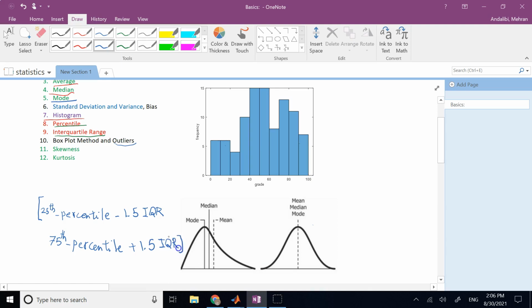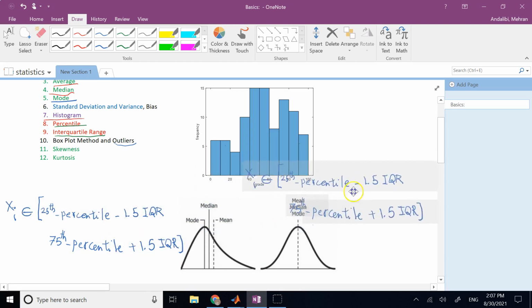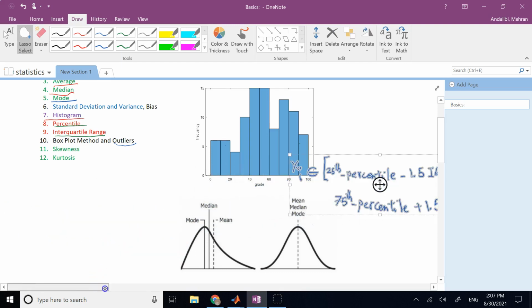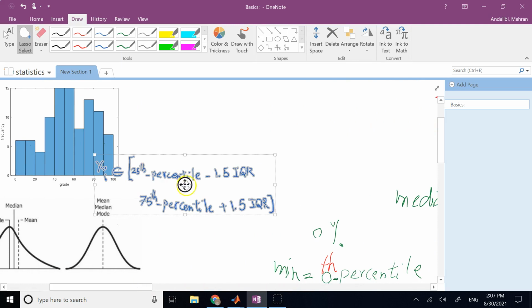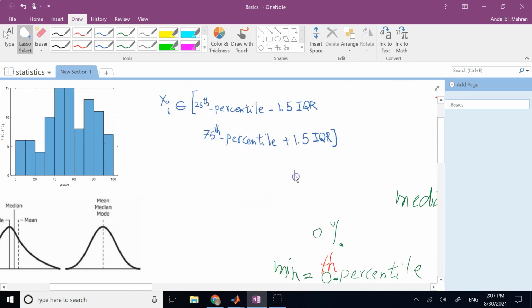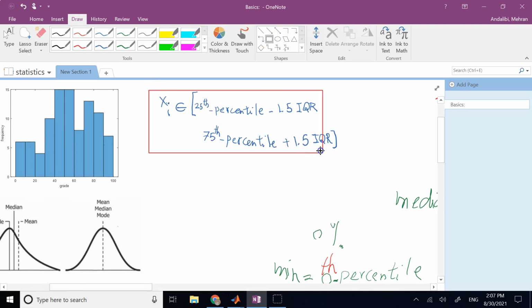As long as your data xi belongs to this range, this is what we call the inlier, or the data that should belong to the set normally. If it's outside that range, that's what we call an outlier. Okay? So let me just put it somewhere for you, like here, correct? So this is the definition of an inlier.